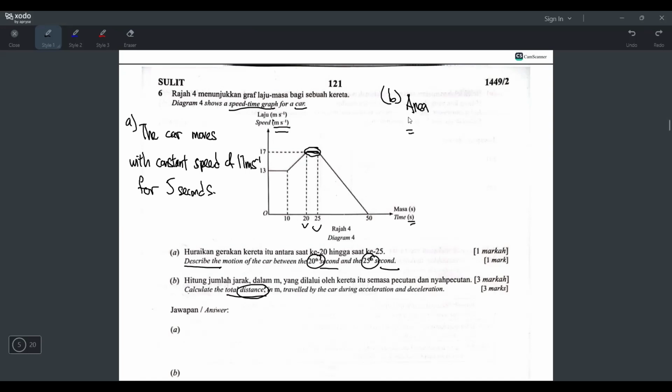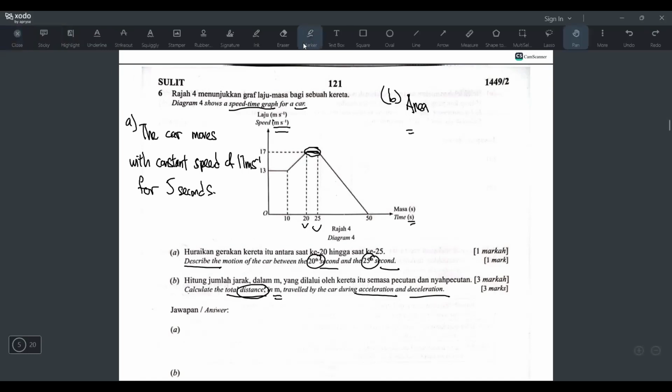Okay, area under graph. Okay, yeah, cari dia punya loss. But we have to read the question also, because sometimes they don't want the distance for the whole journey. Sometimes dia nak sebahagian saja. So let's read the question also. Calculate total distance in meter traveled by the car during acceleration and deceleration.